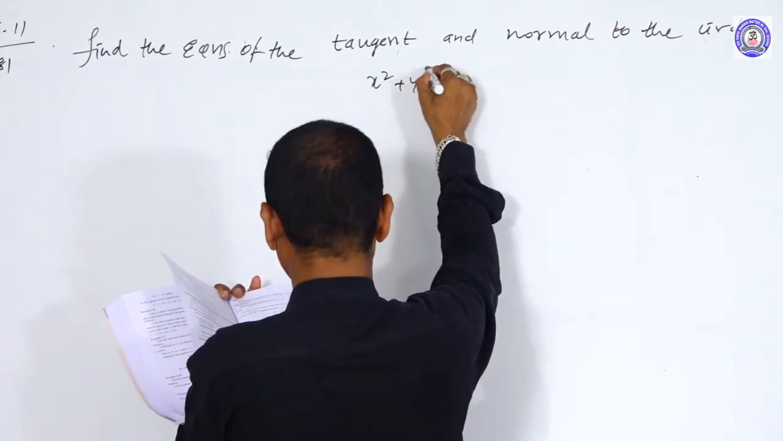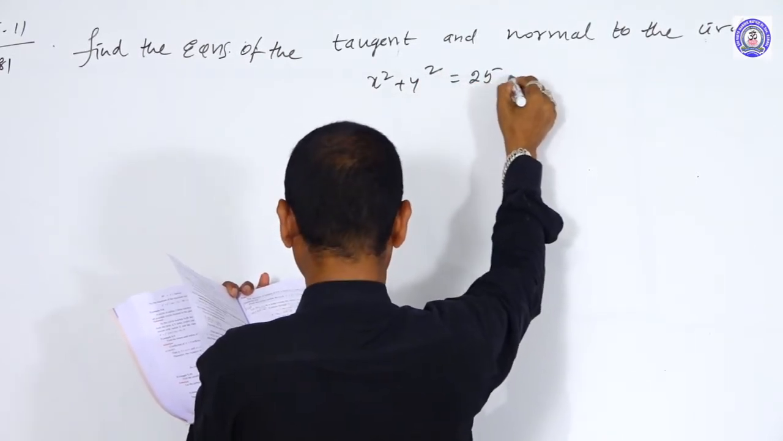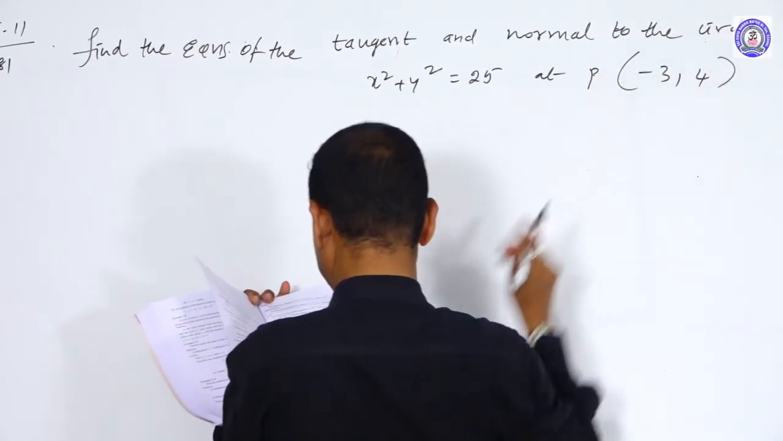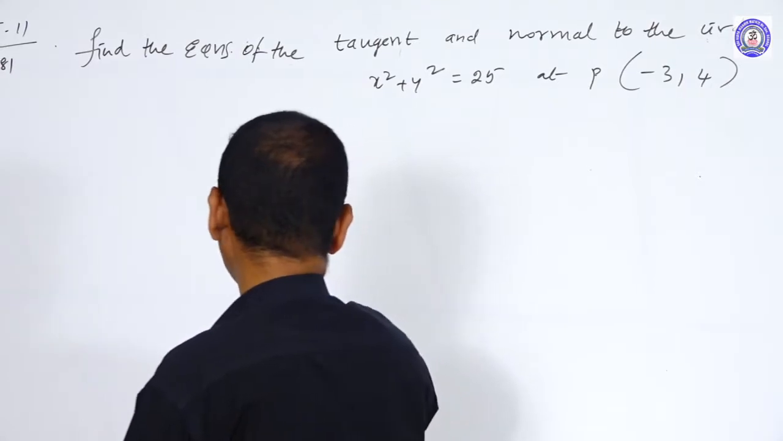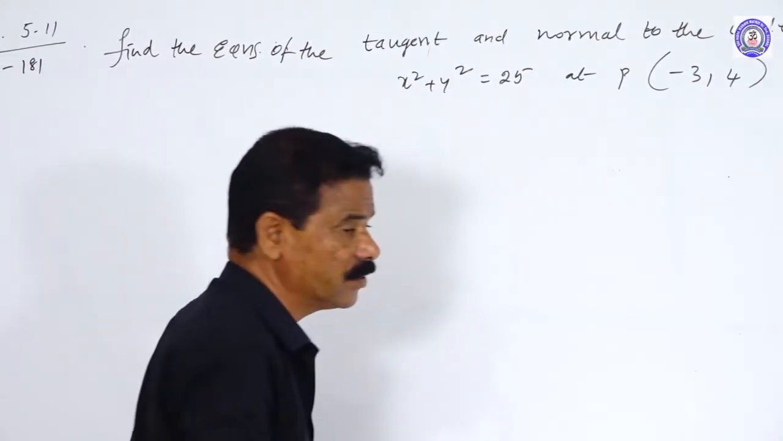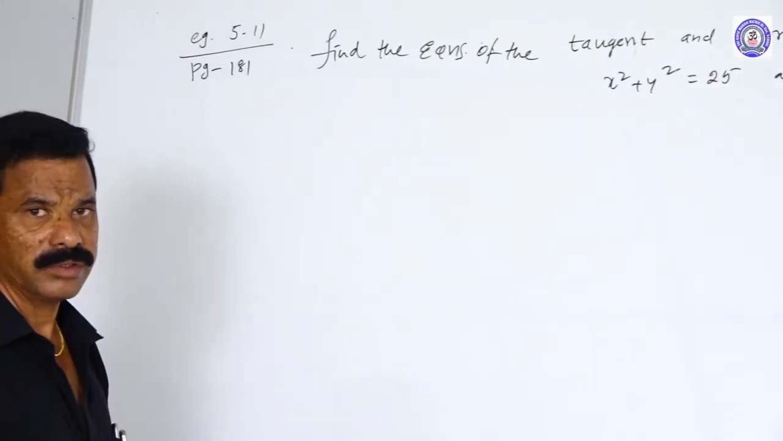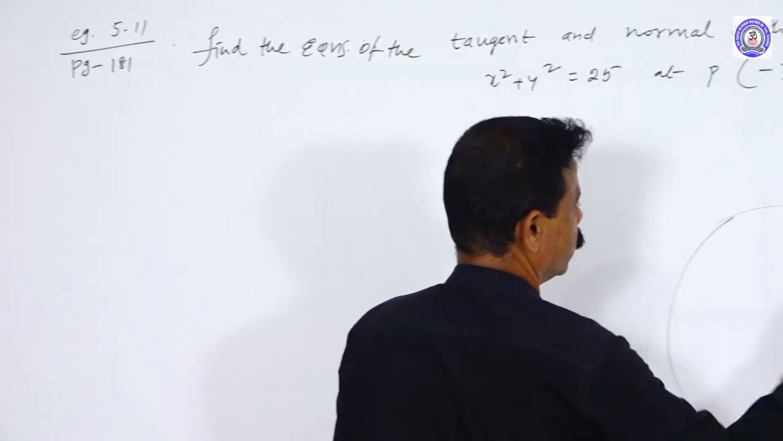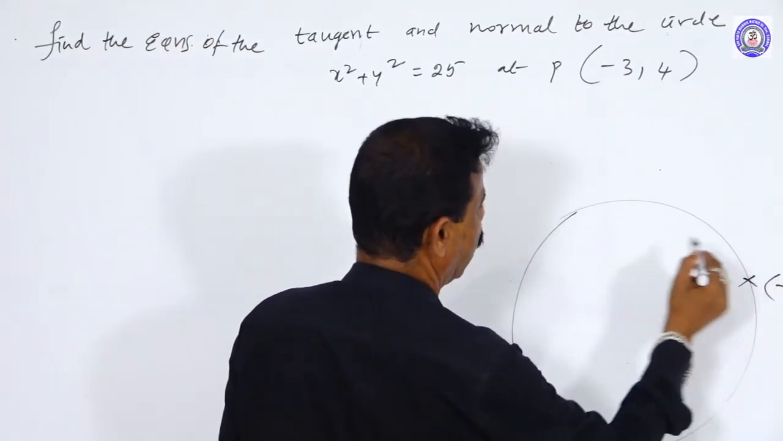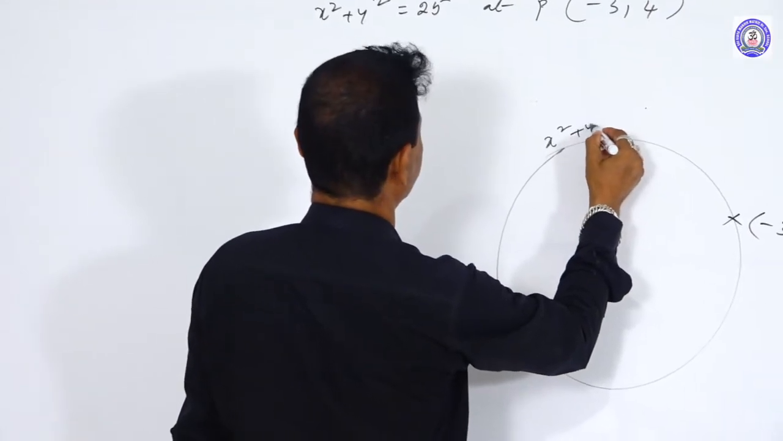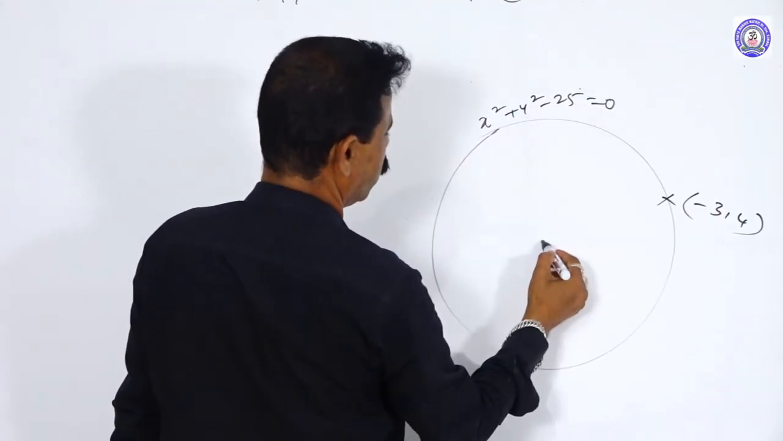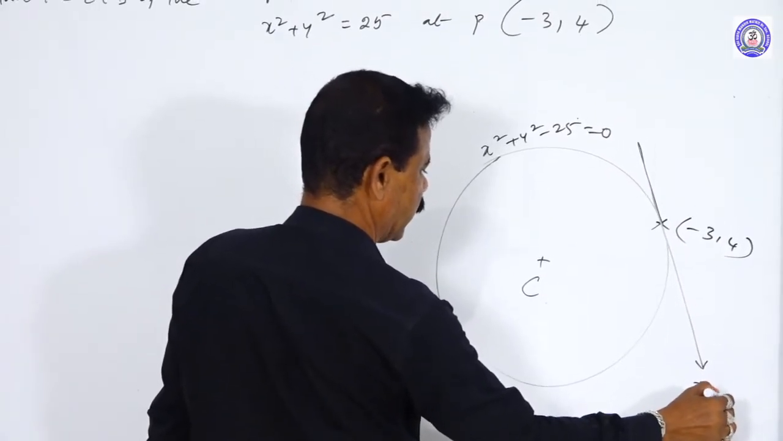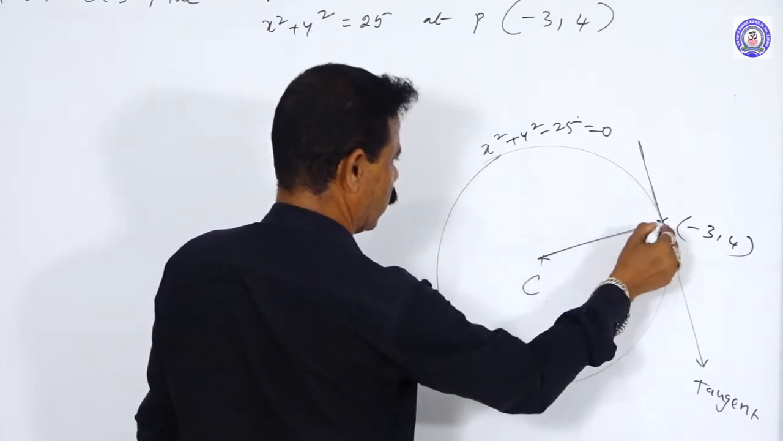X square plus y square is equal to 25 at P minus 3 comma 4. He is asking for the tangent and normal at only one point, minus 3 comma 4. This is the minus 3 comma 4 point given. Circle equation x square plus y square minus 25 is equal to 0. This is the center. Here he is asking for the tangent. This one is the tangent. This one is normal.